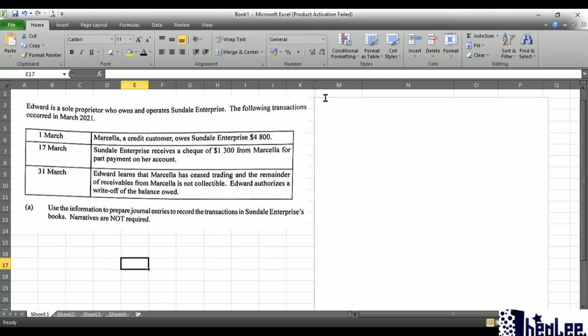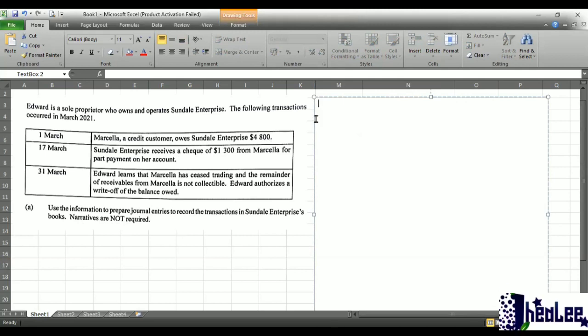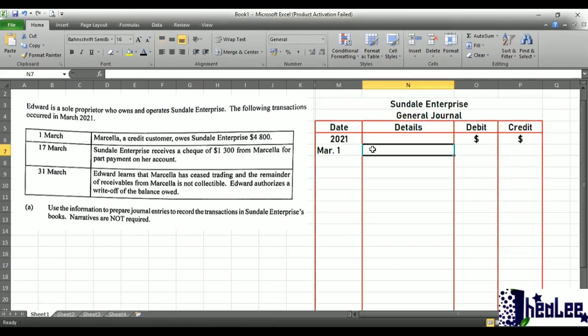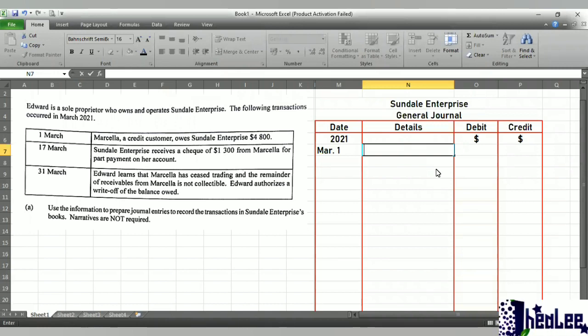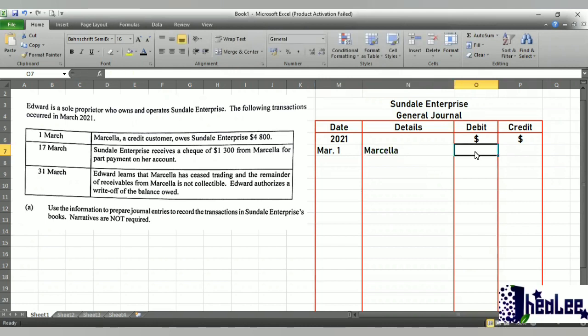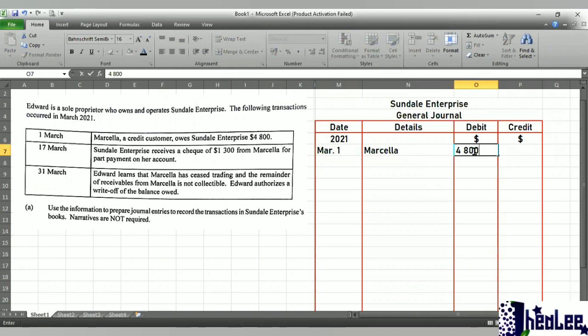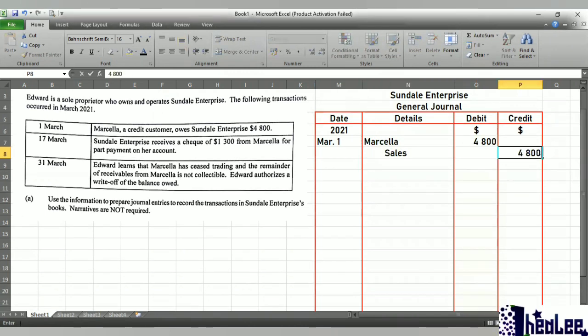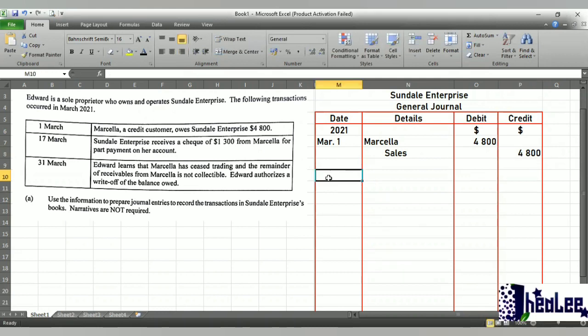So let's look at the first transaction, which reads March 1st, Marcella, a credit customer, owes Sundale Enterprise 4,800. So basically, you're showing that there was a sale of goods valued at 4,800 to Marcella, and this was on credit. Because that was on credit, the account to be debited would be Marcella, which shows an increase in the value of what the debtors are owing, which is an asset. So that is why we are debiting. And the account to be credited there is sales, to show that there is an increase in the value of sales for the period.